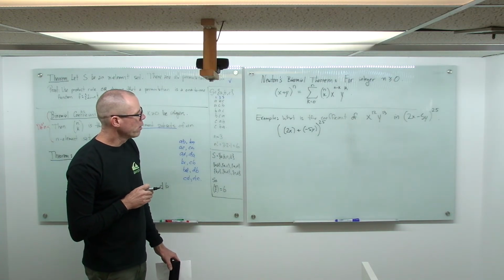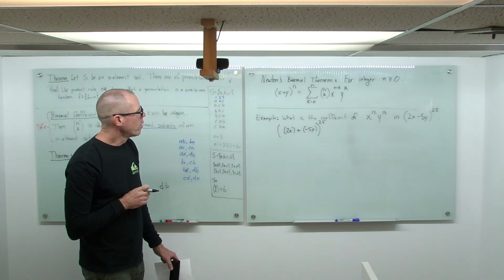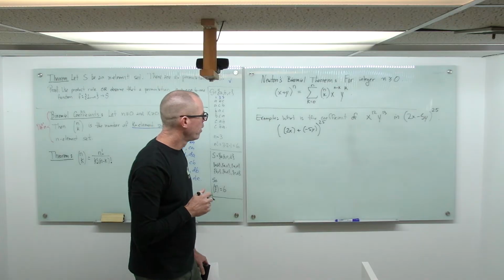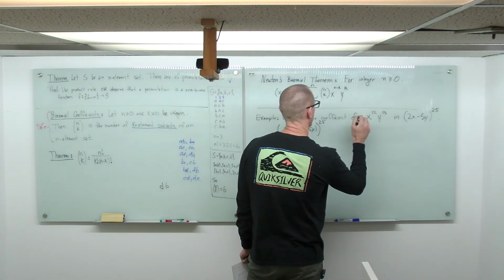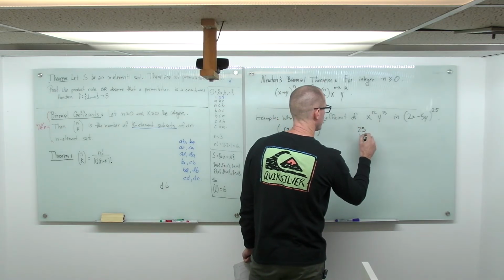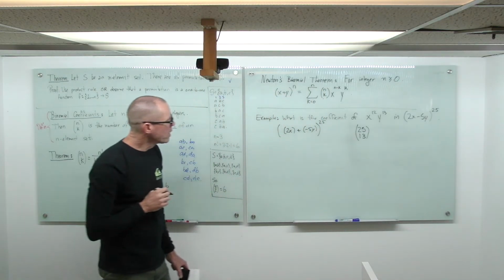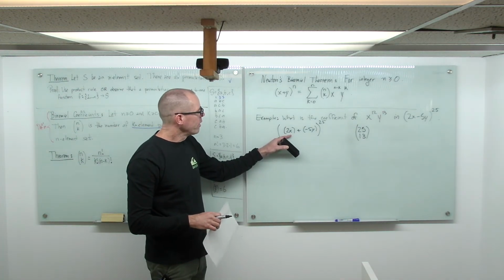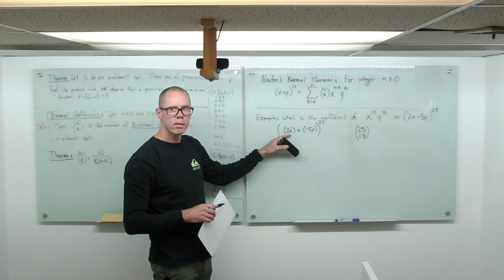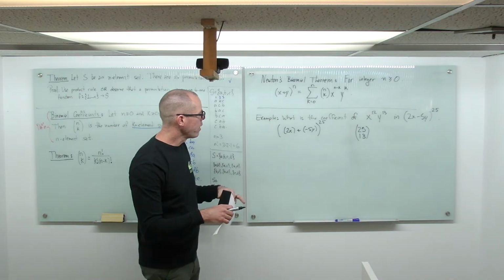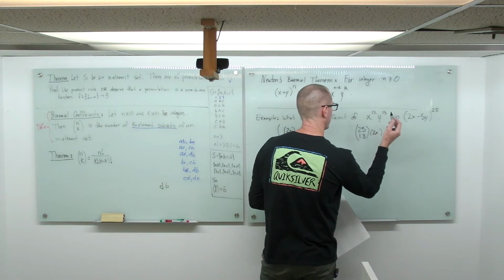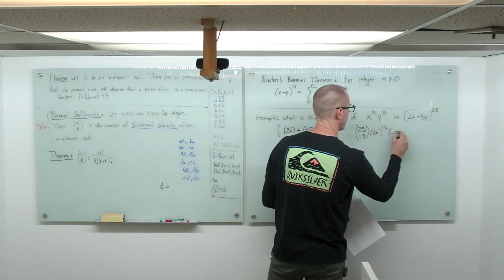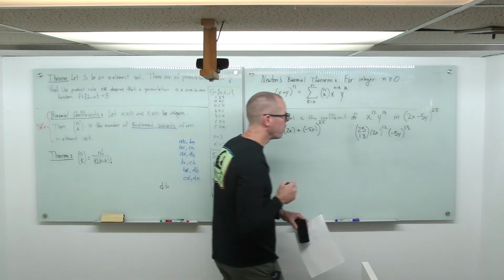And the question asks, what's the coefficient of x to the 12, y to the 13? So that means we want y to the 13. So we're going to be looking for this thing, there's going to be 25 choose 13. That's going to show up in there. But here, what we have as the first variable is 2x, not x. So we're going to get a 2x to the 12. And the second variable is a minus 5y. We get that thing to the 13.